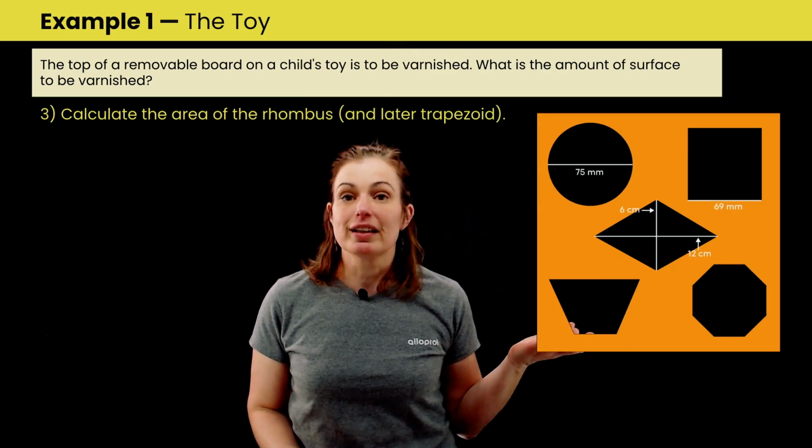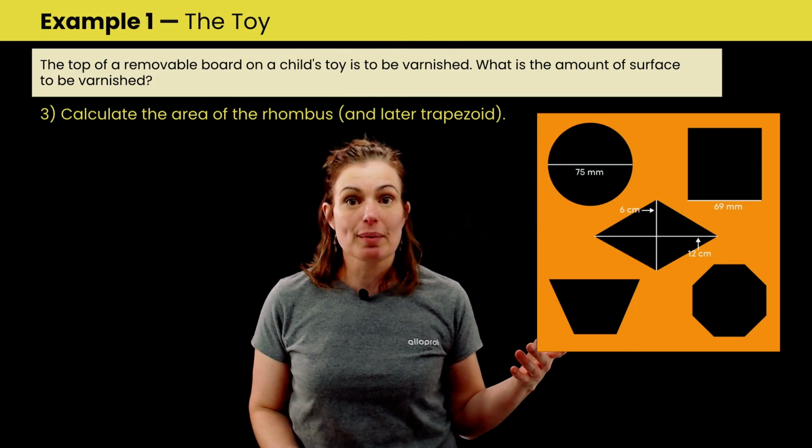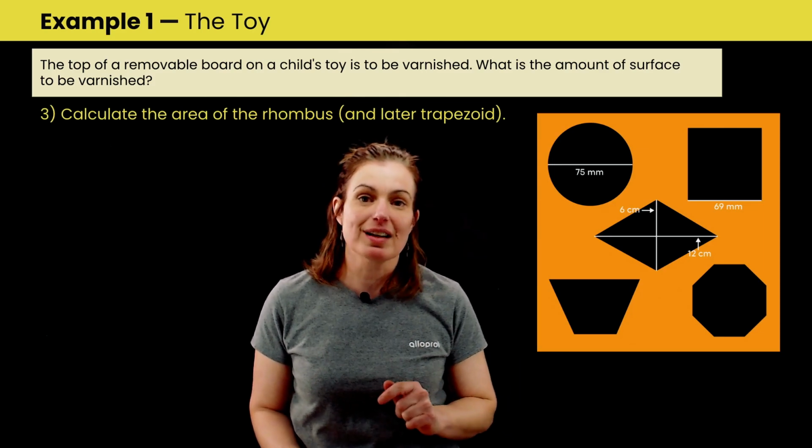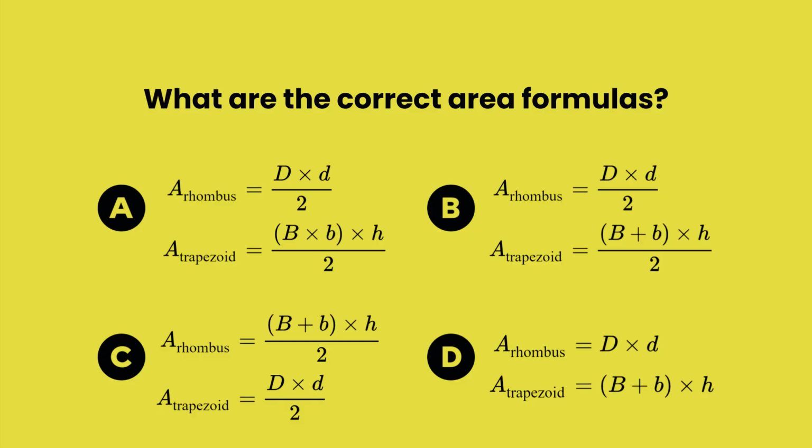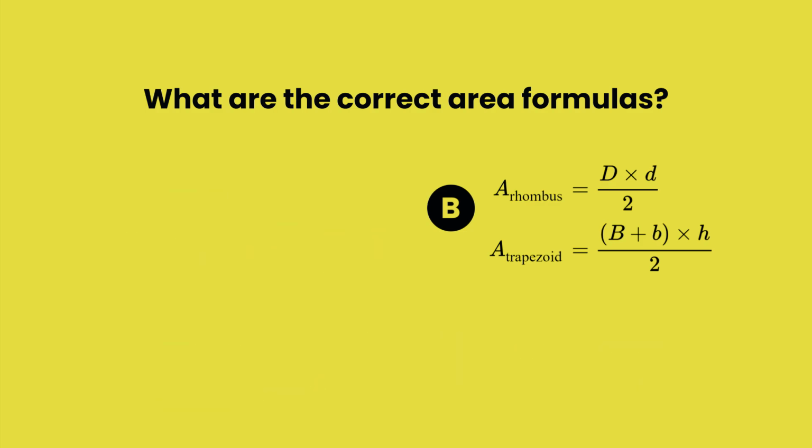And now we've got to calculate the area of the rhombus and later the trapezoid. So before we go any further with this, I've got another question for you guys. What are the correct area formulas for the rhombus and the trapezoid? If you got B, then you're correct.